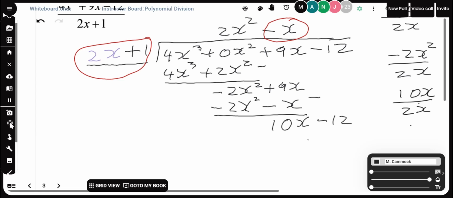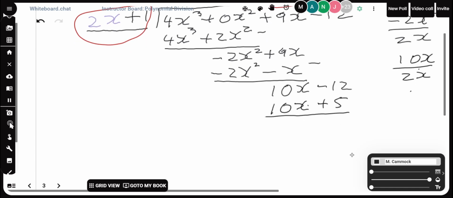So 10x divided by 2x, of course, is 5. So that's a plus 5. So let's multiply that 5 now by both of these terms. Again, same thing. So 5 times 2x is 10x, and 5 times 1 is positive 5. Okay? So that 5 multiplied by the 2x plus 1. First term drops out. We're minusing. Just want to keep reminding of that. We are minusing. So when I minus those terms, I should end up with minus 17.